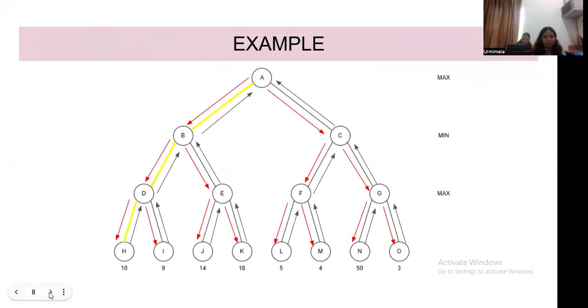Now, here the example, the red arrows is showing the maximum, checking out the possible paths, and then the gray is the minimum move.